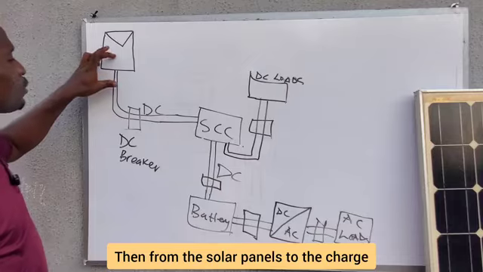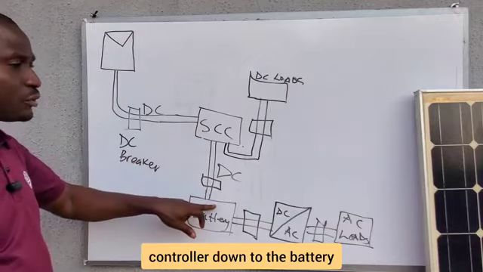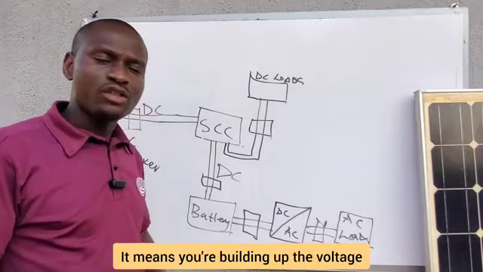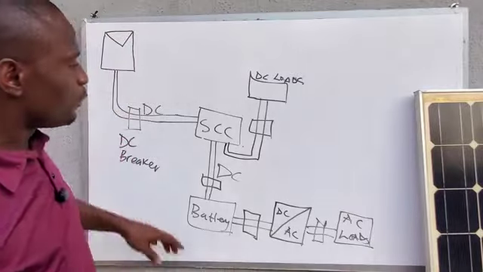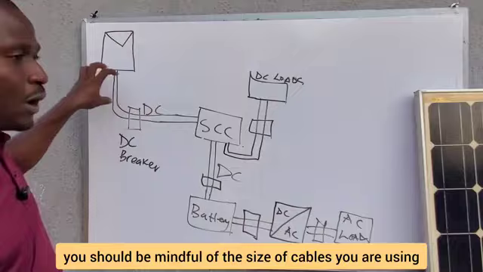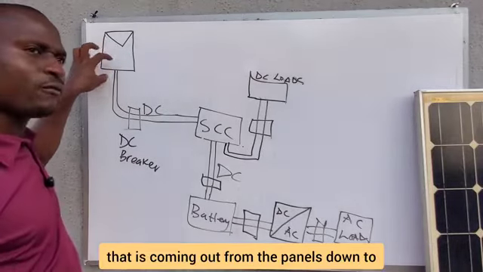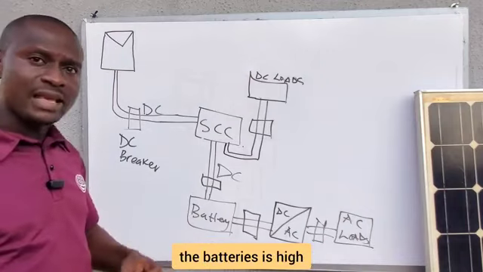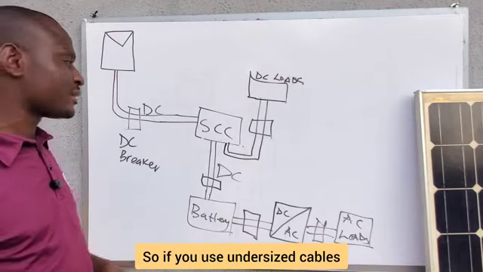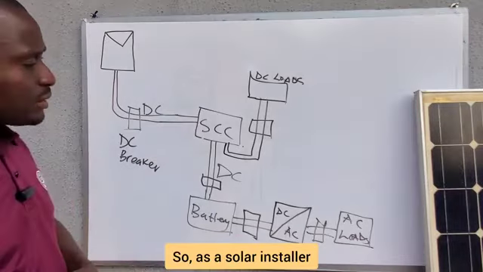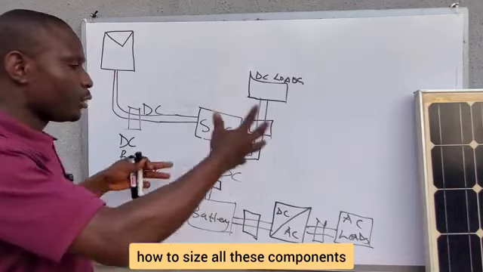Then from the solar panels to the charge controller down to the battery, if the panels are connected in parallel, it means you're building up the current. So you should be mindful of the size of cables you are using, because the current coming out from the panels down to the batteries is high. If you use undersized cables, at some point those cables will get burned. So as a solar installer, you need to know how to size all those components.